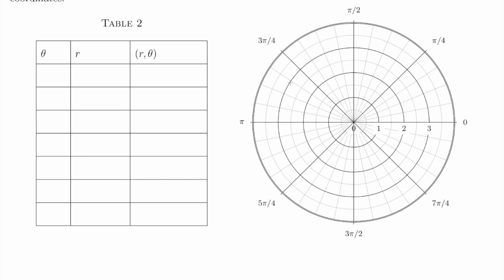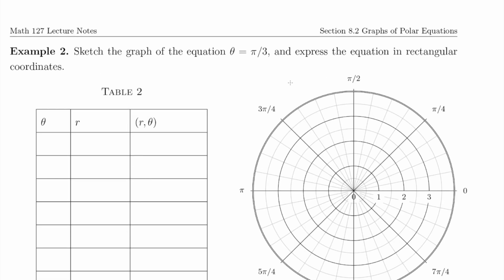So let's start up top. r is equal to something is a circle. So if r equals 2 is a circle of radius 2, r equals 1 is a circle of radius 1, r equals 3.5 is a circle with radius 3.5 centered at the origin. Okay, so let's look at thetas.